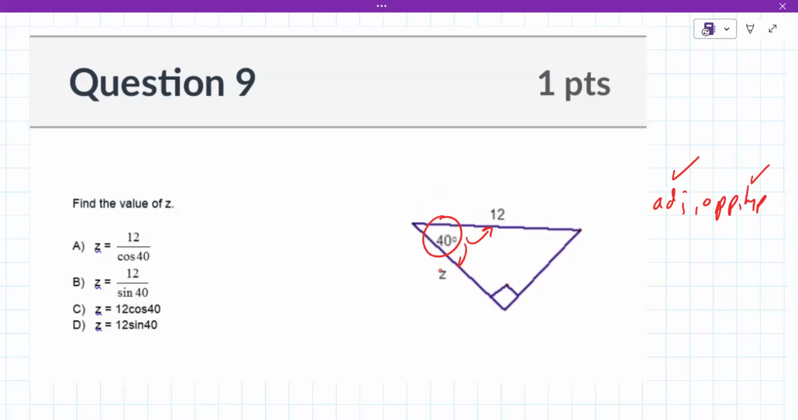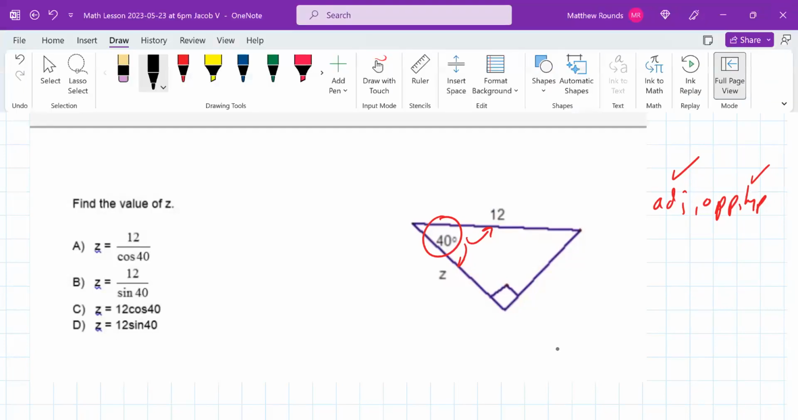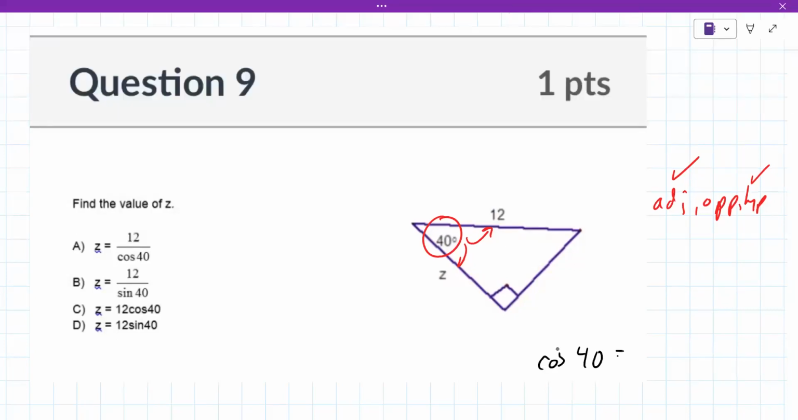Cosine. Cosine. So you got cosine 40 equals what divided by what? Z divided by 12. Yeah, so you might want to remember your SOHCAHTOA. That might be another thing to write down on a note card. The Z over 12. How do you solve this for Z?